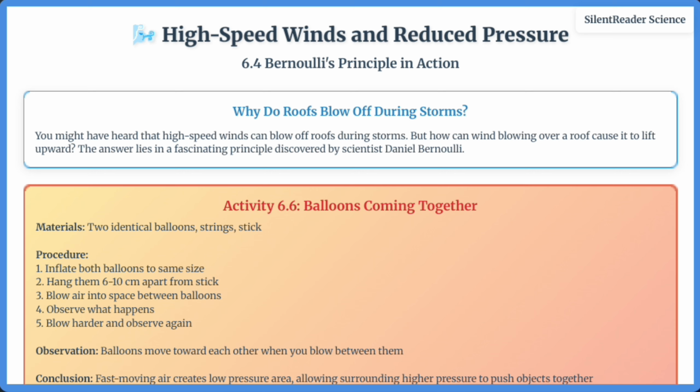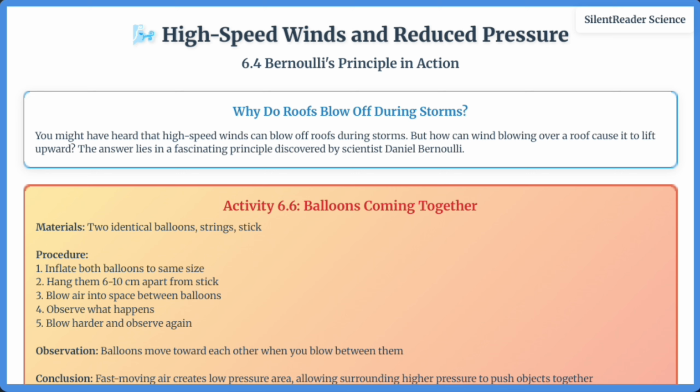In Activity 6.6, we hang two balloons close together and blow air between them. Surprisingly, the balloons move toward each other. This happens because blowing creates fast-moving air between the balloons, reducing pressure there. The higher pressure on the outside pushes the balloons together.